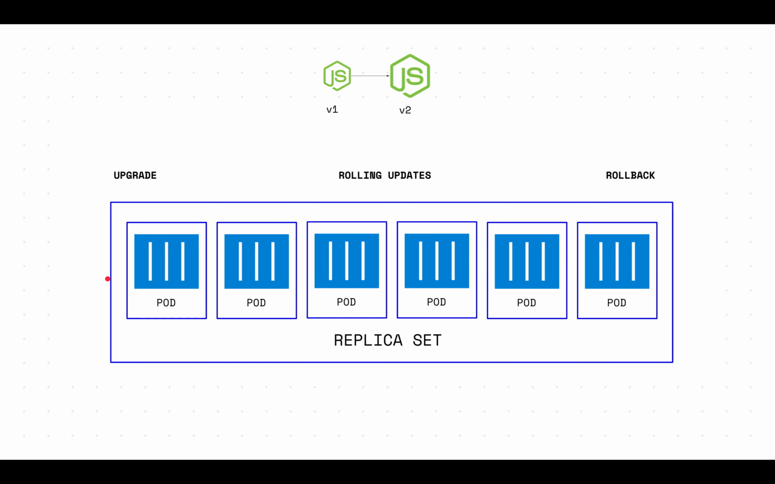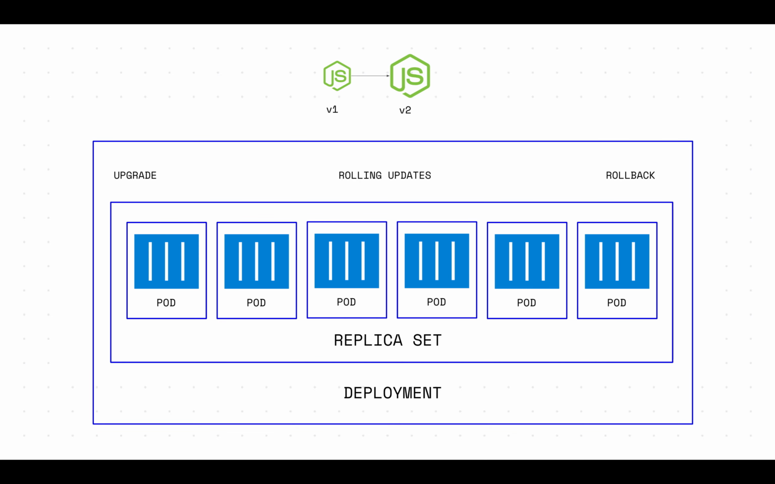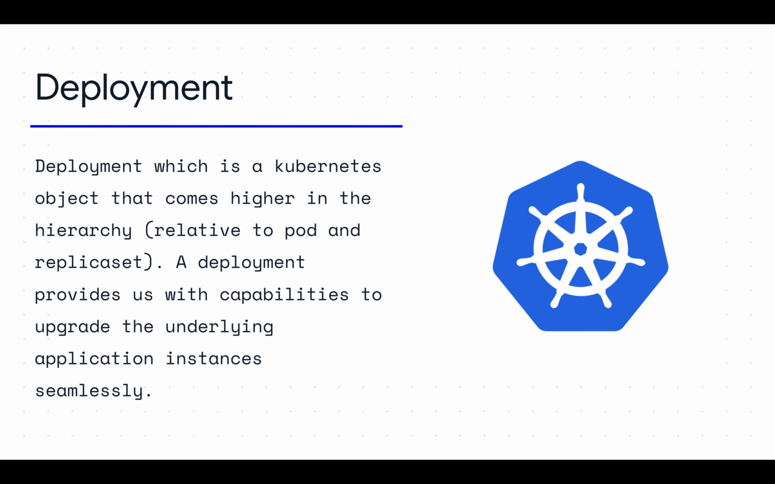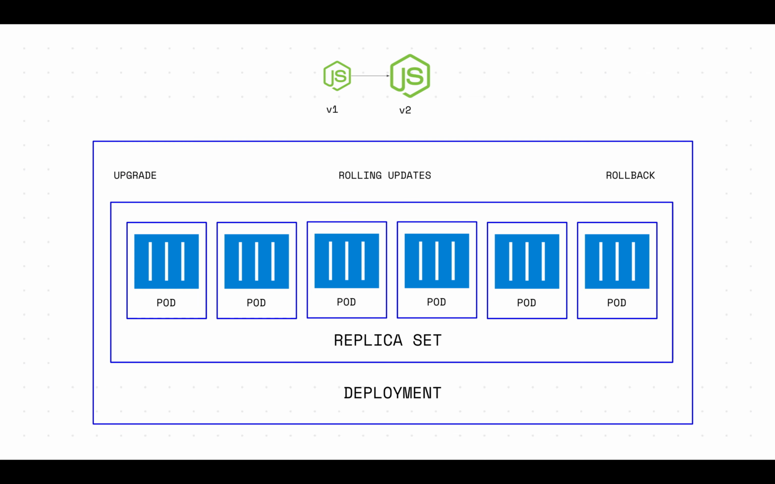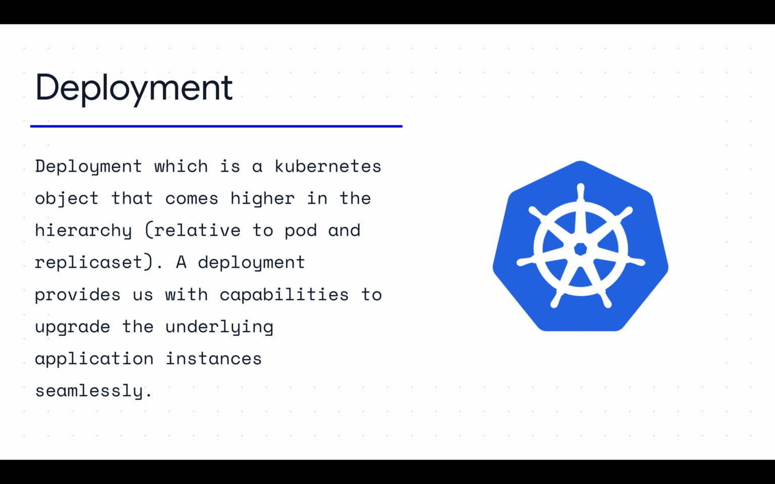A Kubernetes resource that helps with this is the deployment. So the deployment sits higher in the hierarchy than pods and replica sets, in such a way that it helps with upgrade, helps with the rolling update, and it also helps with a rollback if anything happens. So deployment provides us with the capability to upgrade the underlying application instance seamlessly. Like I've mentioned here, it helps with upgrade from one version to the other. It helps with a rolling update, such that we can expect low downtime or no downtime, and it can also help with rollback. So that's what a deployment helps with.